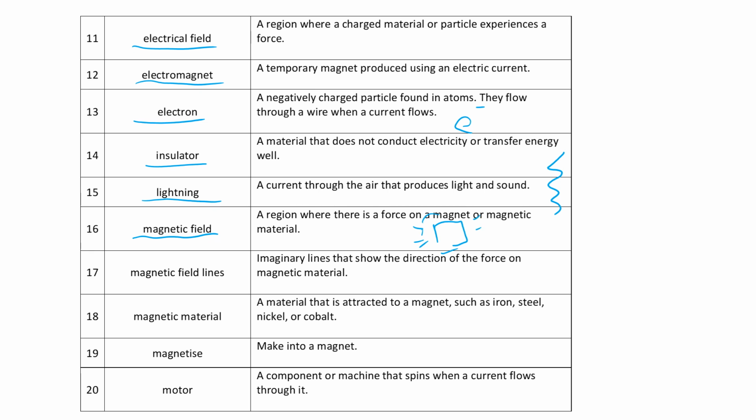Imaginary lines, magnetic field lines, they are these that I've then just connected to a magnet. A magnetic material such as iron, steel, nickel and cobalt. Now steel contains iron, that's a magnetic material. Make into a magnet, so if you've got a lump of iron you can turn it into a magnet and that's called magnetize. A component or machine that spins when a current flows through it, a motor.